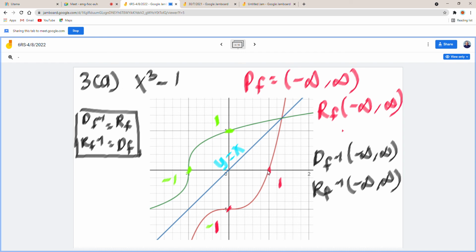domain of f inverse, the domain of f inverse equals the normal range of the f(x) graph. Also, just switch sides. Yeah, just switch it. So the domain of f inverse equals the range of f(x). So the range of f inverse equals the domain of f.